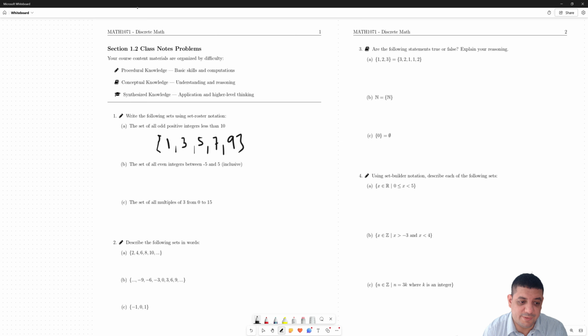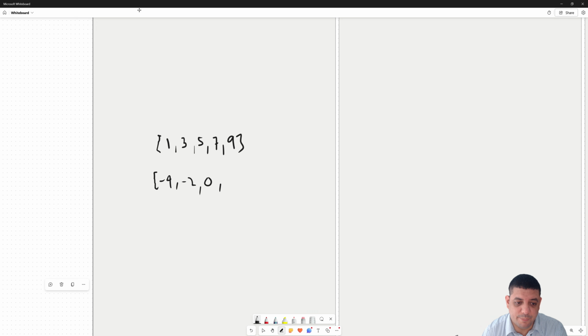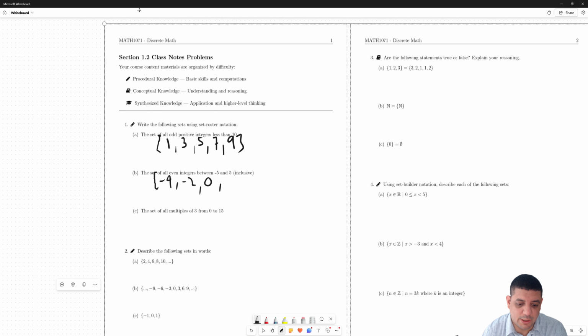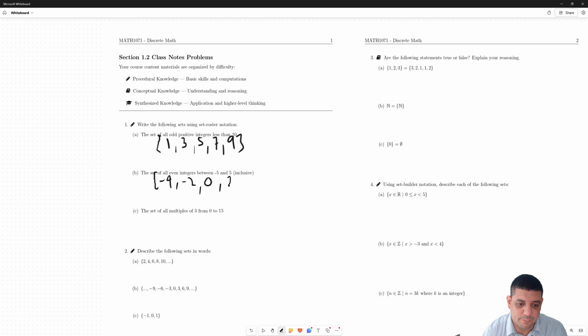Okay, something similar, the set of all even integers between minus 5 and 5. Notice that that is inclusive, so that is going to include the minus 5 and 5. Oh wait, but they're even. So because they're even, even minus 5 and 5 doesn't matter. So we have minus 4, minus 2, 0, 2, and 4.